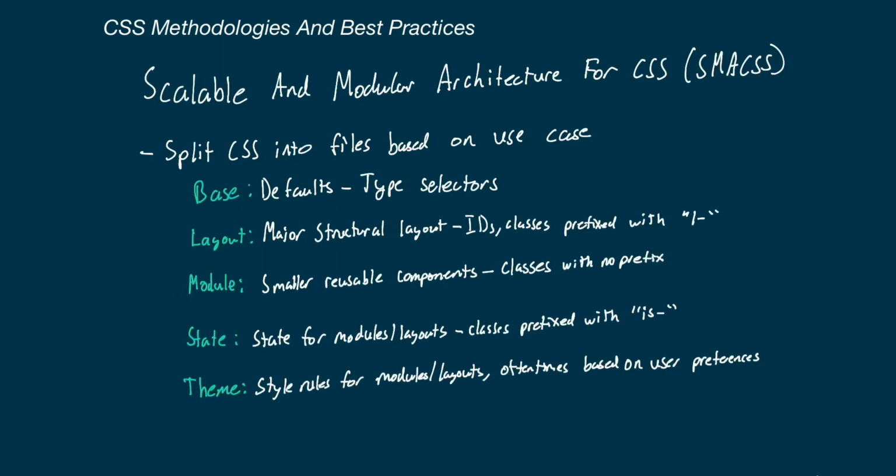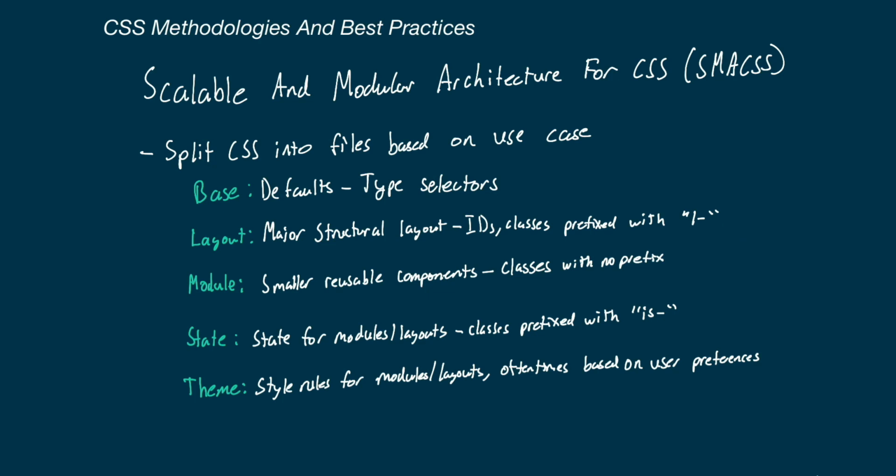Now let's take a look at the scalable and modular architecture for CSS, pronounced SMACSS. The idea here is to actually split our CSS into roughly 5 different files, although for simpler projects you might not need all 5. First, we have the base file, and this is for defaults, so it is just a bunch of type selectors. Next, we have the layout file, which contains the major structural layout for the page. This uses a combination of ID selectors and class selectors. The classes are usually prefixed with the letter L and then a dash before the name.